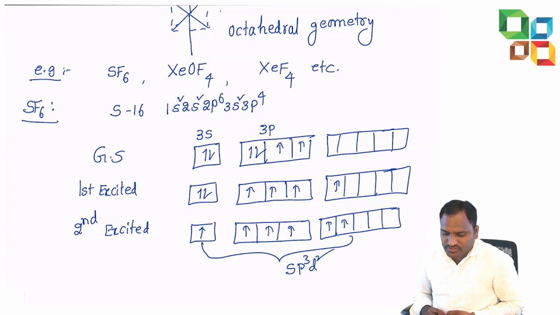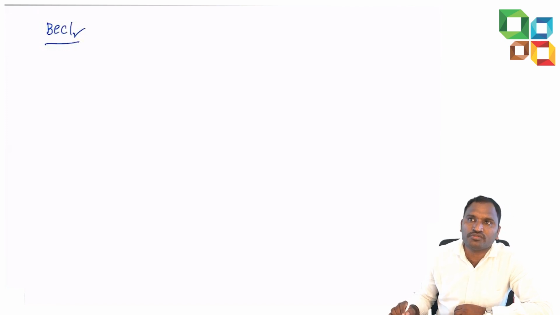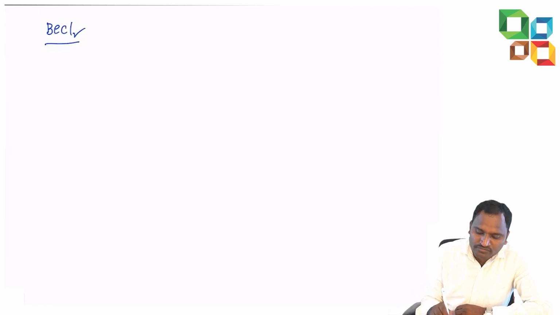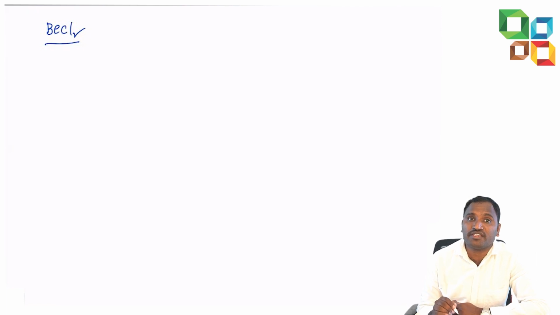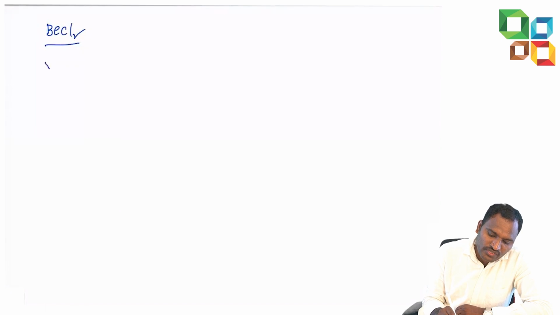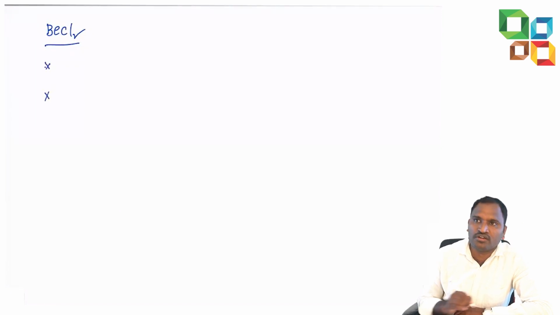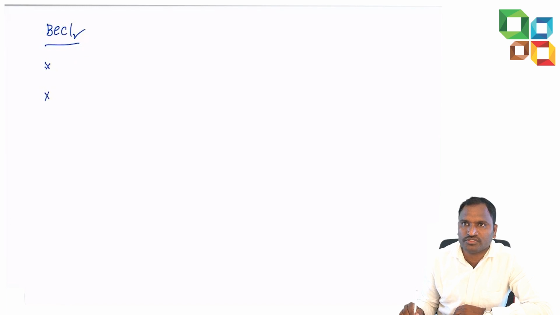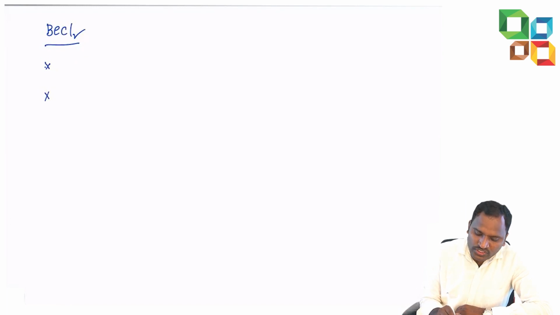Okay, SF6 octahedral geometry. I'll start with BeCl2 only. Whatever we did, for all the molecules, we'll apply our method. Beryllium, how many valence electrons? Beryllium has two valence electrons. The two valence electrons you take like this, two dots or stars, your wish. So here, these are the electrons of beryllium.